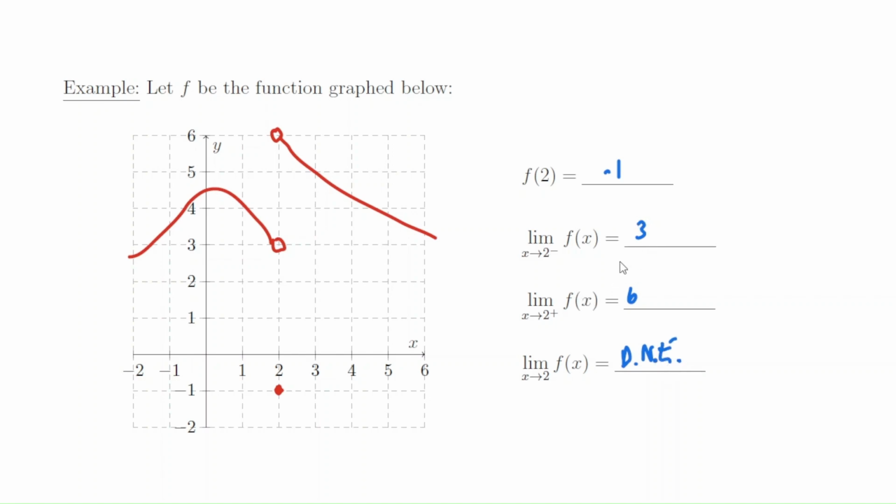Now, if these two had been the same, so let's say this had been 6 and 6, well, then the two-sided limit would exist. The ordinary limit would exist, and it would equal 6, even if this is still -1, or maybe even if this doesn't exist. As long as the left and right-hand limits are the same, then the two-sided limit will be the same, okay, and have that same value.